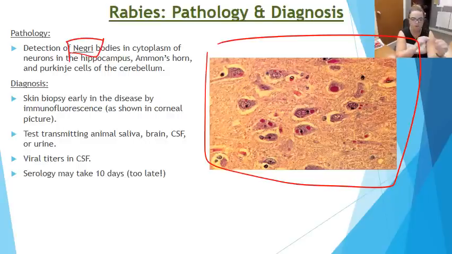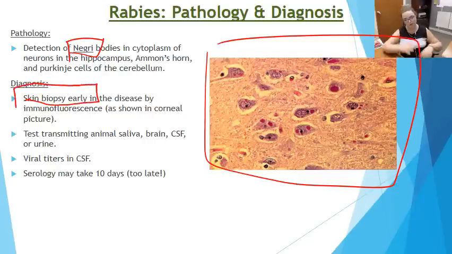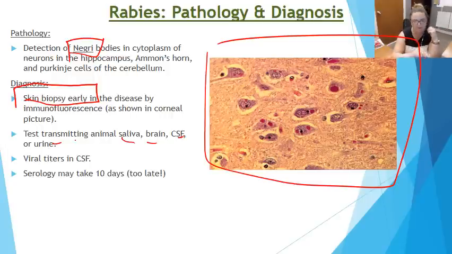How can you diagnose it? Well, early on, you can biopsy the skin and do immunofluorescence, much like I showed you in the transplant picture. You can also test the transmitting animal, their saliva, brain, CSF, or urine. Obviously, that doesn't often work, particularly if we're worried about like a bat. You're not going to catch that bat again. But if you're able to test the animal, that's probably your best bet.